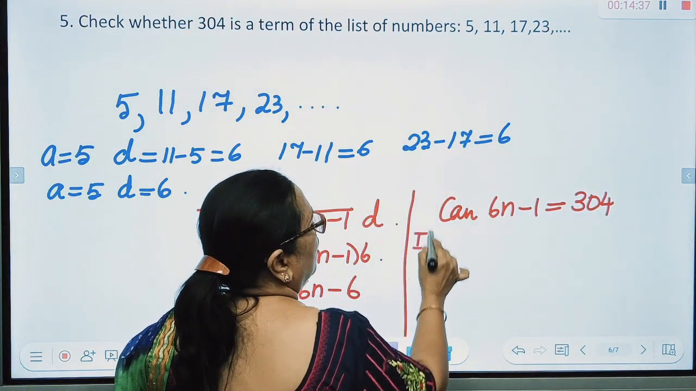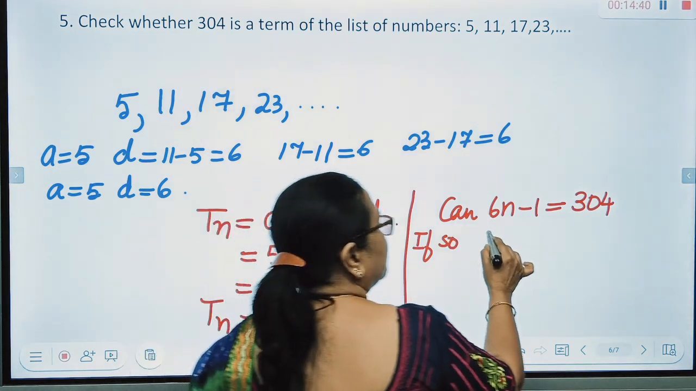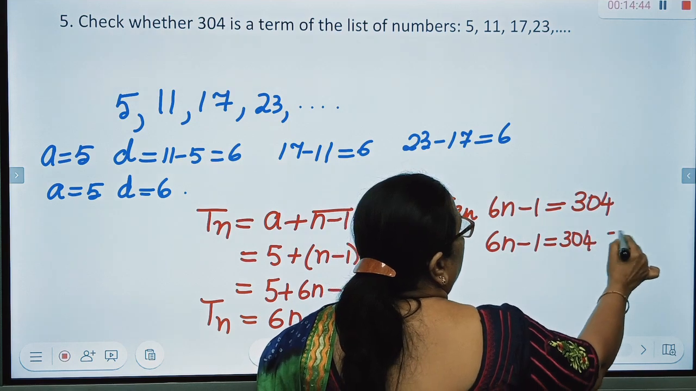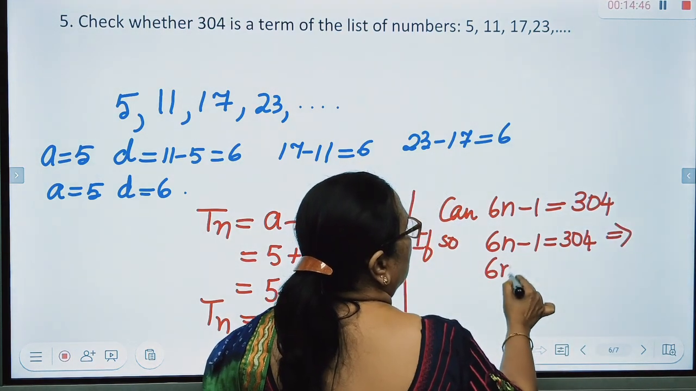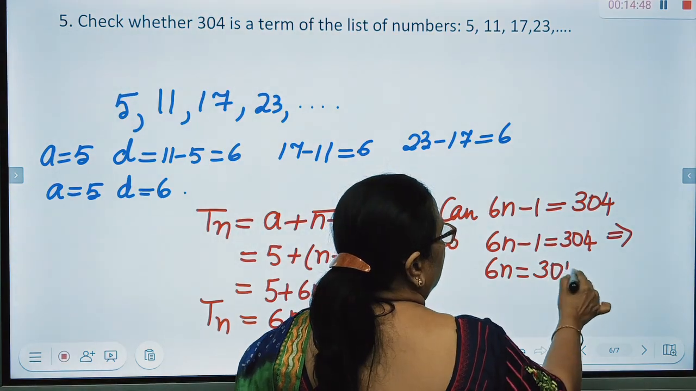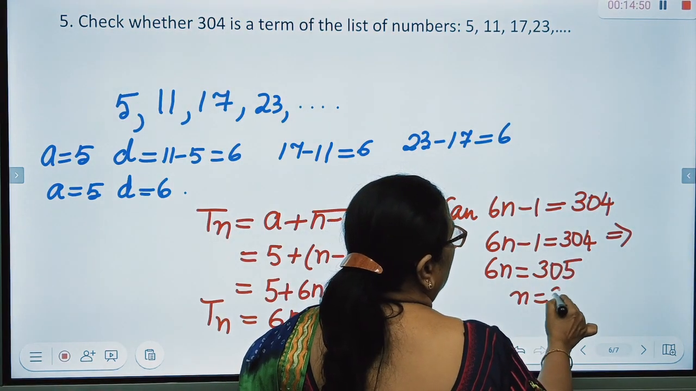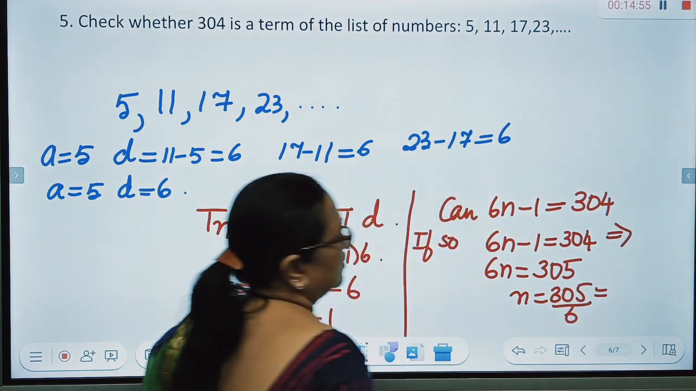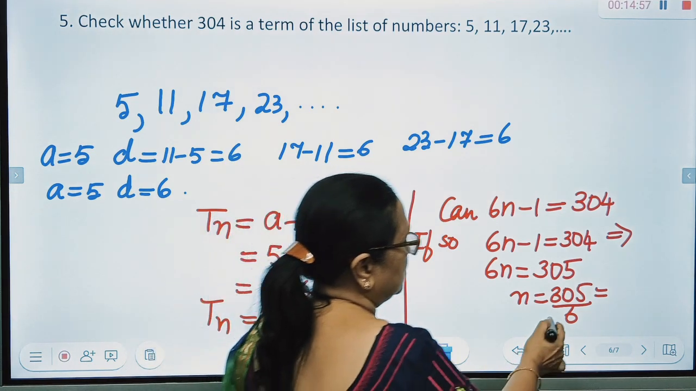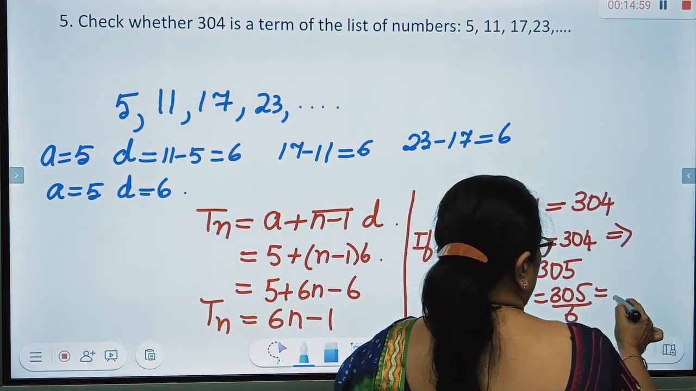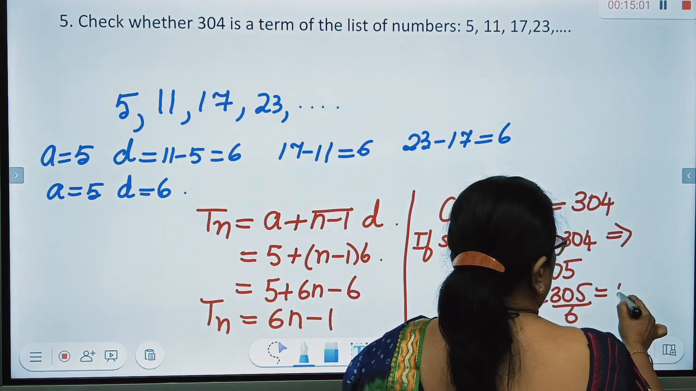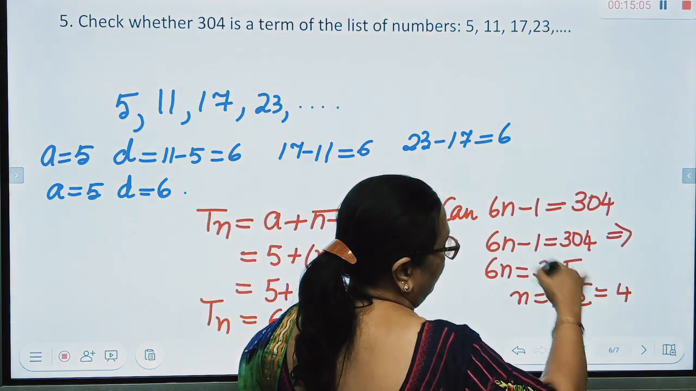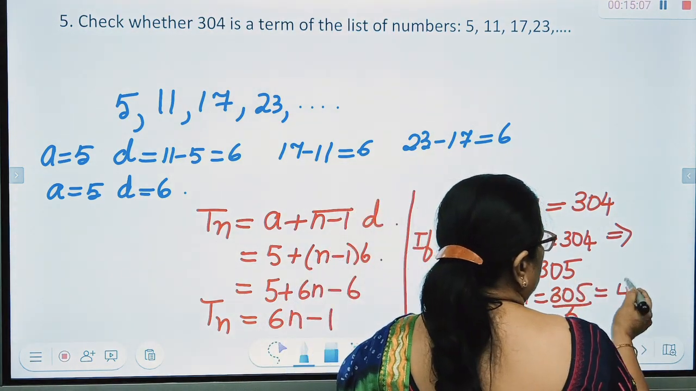If so, what will happen? If so, 6n minus 1 equal to 304 will imply 6n equal to 305. So n equal to 305 by 6, which is not divisible by 6, because 4 times 6 will be 24, 65, so it is not divisible by 6.